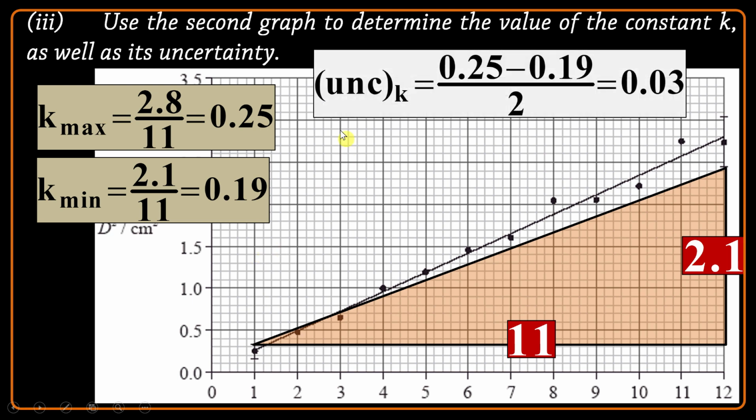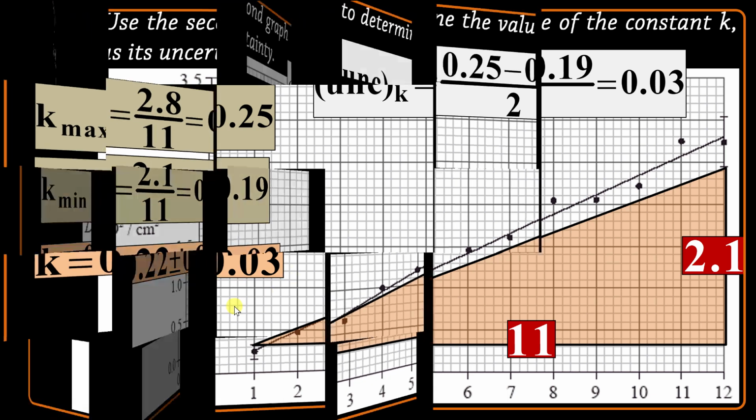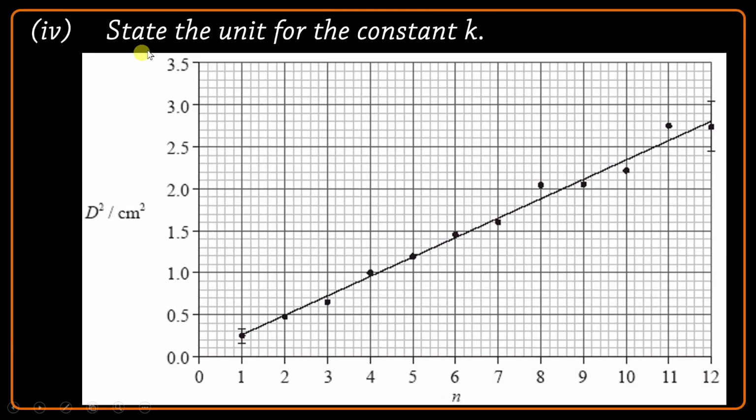Half of the range will give me the uncertainty. Maximum minus minimum over 2, 0.03. So the value of K will be 0.22, and the uncertainty, which is denoted by plus or minus, 0.03. Okay, the last part of this problem is state the unit for the constant K.